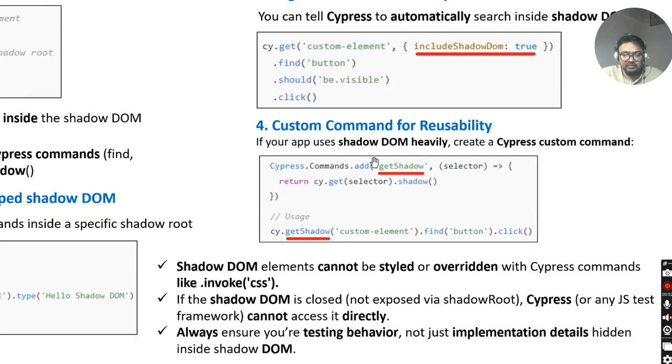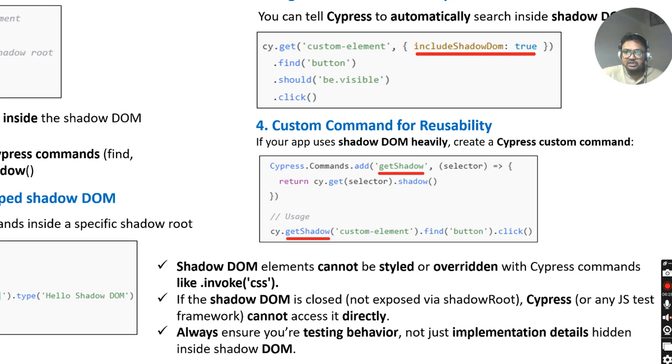Okay, so I will just say shadow element. Let me make it a little bit bigger for you. So a shadow DOM element cannot be styled or overridden with a Cypress command like invoke or something like that. If the shadow DOM is closed, not exposed via shadow root, Cypress cannot access it directly. You have to break the boundary using the shadow command. Always ensure you are testing behavior, not just implementation detail hidden in the shadow DOM.